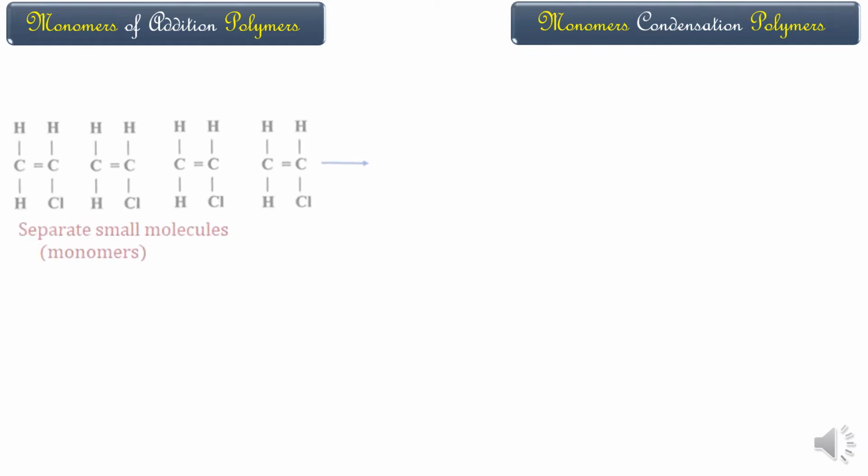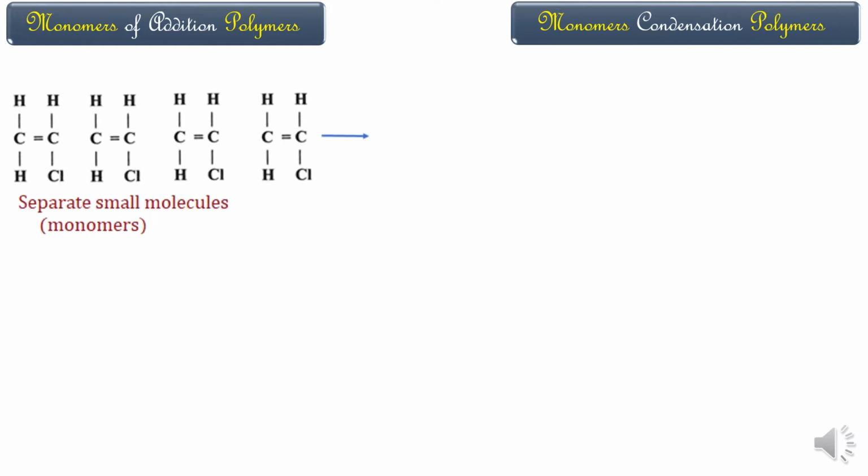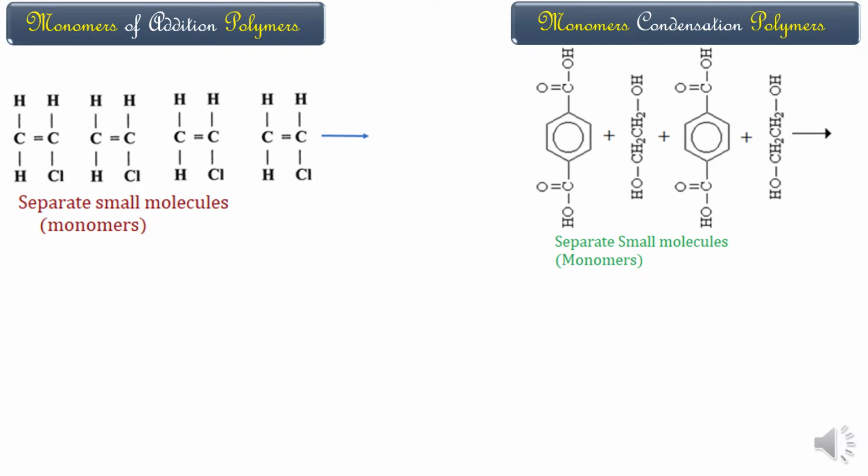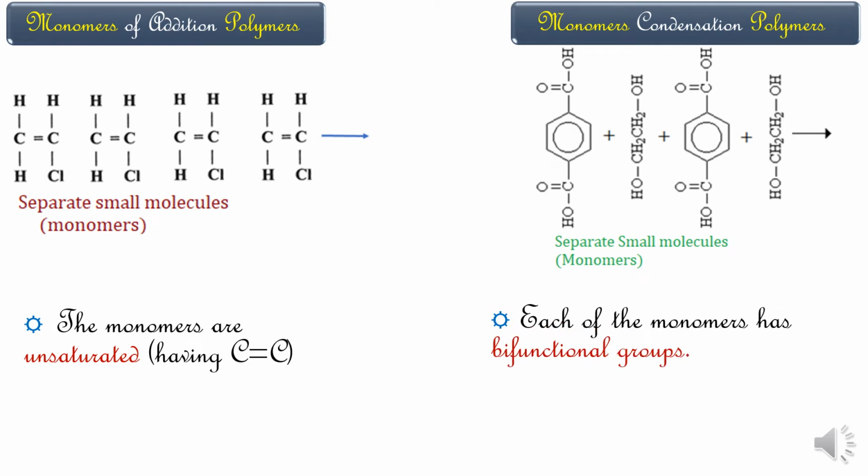Monomers of addition polymers and monomers of condensation polymers. Comparing separate small molecules and separate small molecules. The monomers are unsaturated, having carbon-carbon double bond. And here each of the monomers has bifunctional groups. You can see here the first one with two carboxylic groups, the second one with two OH, two alcohol groups. So these are bifunctional groups.